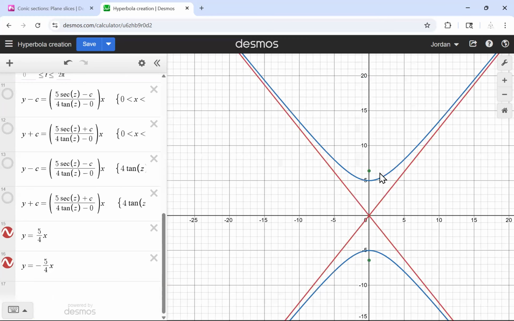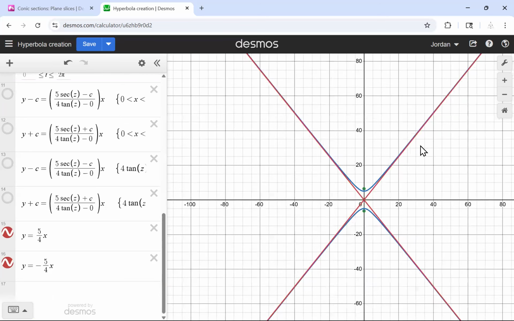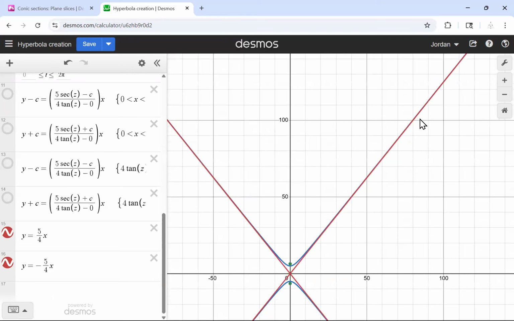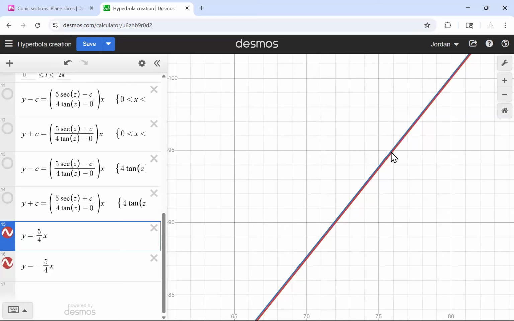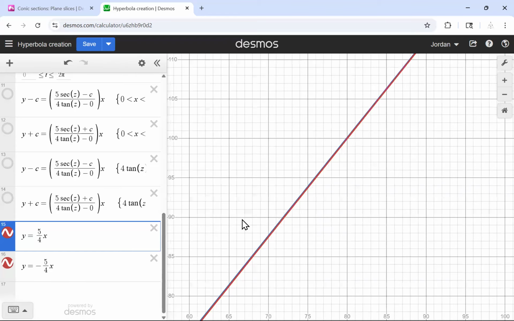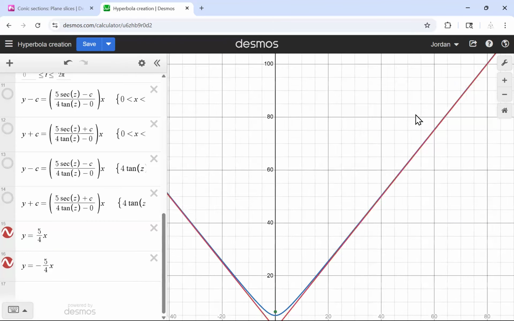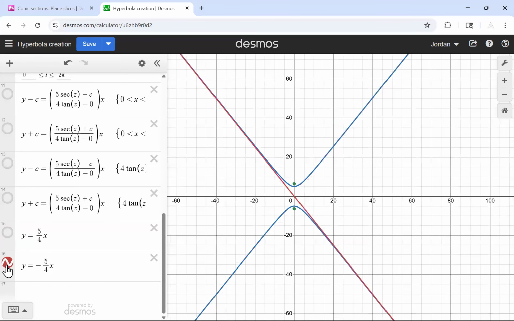Again, when I zoom in around the vertex, the hyperbola doesn't look super close to these asymptotes. But when you scroll out, as you get your x values bigger and bigger, the asymptote is really, really close to the hyperbola. So those are the asymptotes we're talking about.